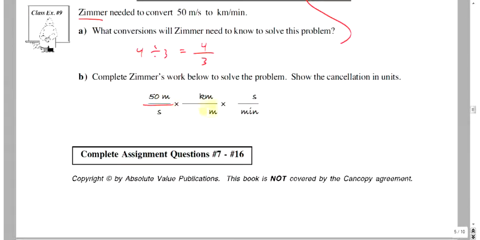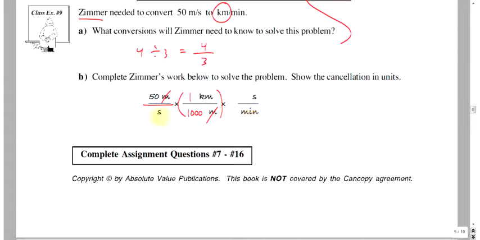50 meters a second, I need to get rid of meters. I want to make it kilometers. So my first conversion is 1,000 meters in 1 kilometer. Okay? Meters divided by meters. Now I'm in kilometers a second. I'm half done. All I got to do is go from seconds to minutes.